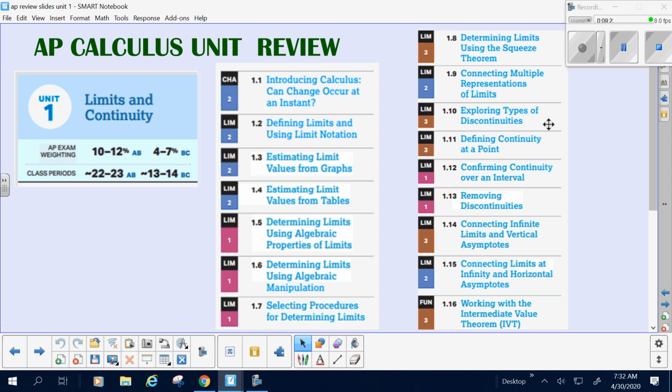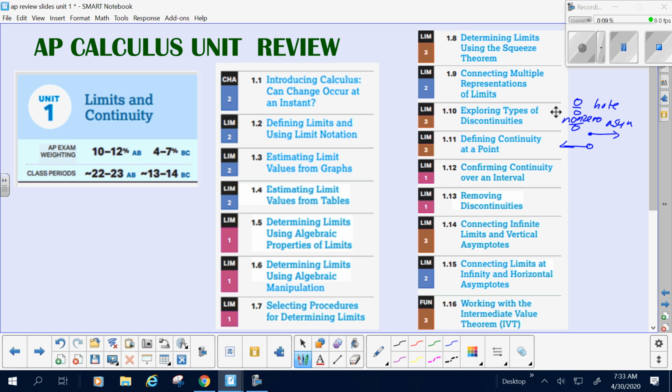Multiple representations of limits, that could be a table, an equation, a graph, when they say multiple representations. Exploring types of discontinuities, we're talking removable. Maybe I should start writing. 0 over 0 is a hole. That's a removable discontinuity. Sometimes you can fill in the hole to make it continuous. There's a vertical asymptote, or asymptotic discontinuity, when you have non-zero over 0. And then there's jump. By definition, jump is when the left-hand and right-hand limits are not equal. Okay?